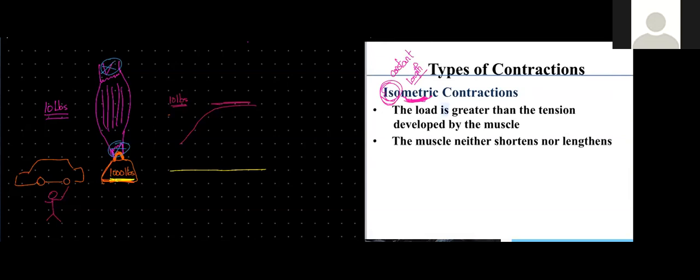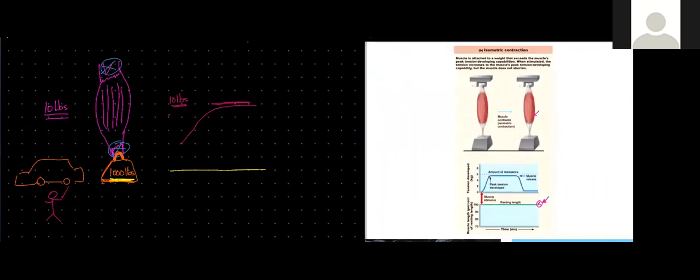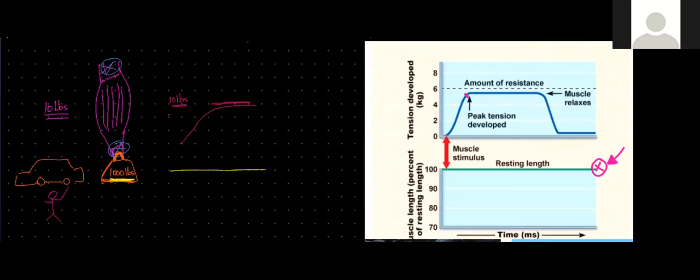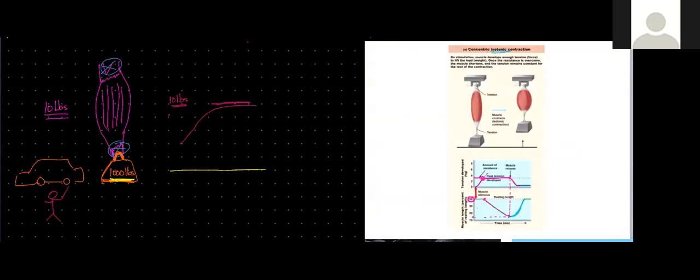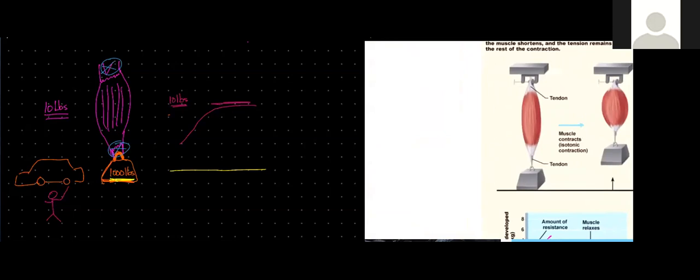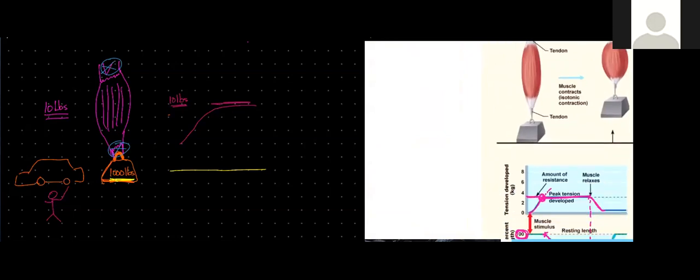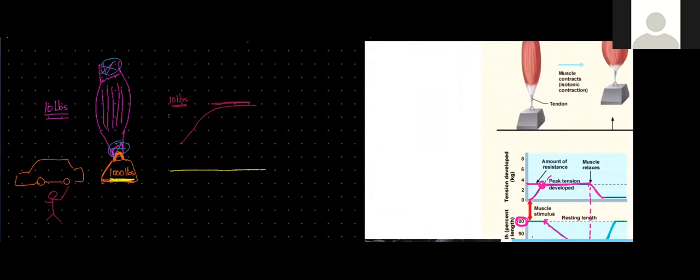The load is greater than the tension developed by the muscle, and as a result, there will be no shortening in the length of the muscle. The length of the muscle is going to remain constant. That's why we call this type of contraction an isometric contraction. So again, two types of muscle contractions that we've got. We've got an isotonic contraction: you're going to reach the tension needed to move the load. After that, the tension is going to remain constant.